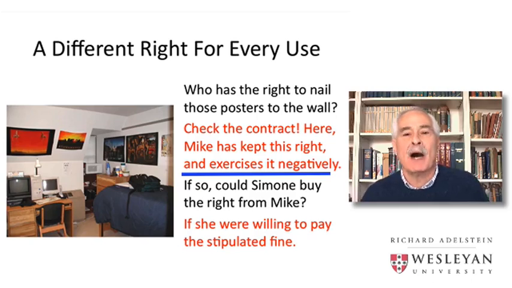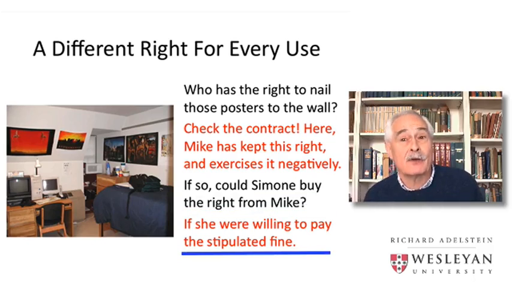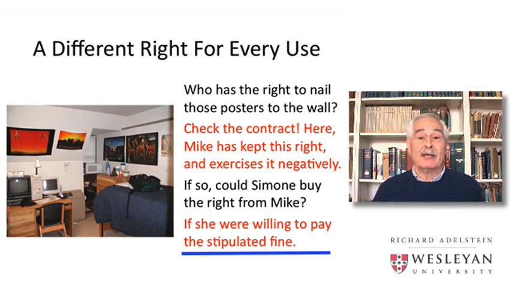So, for example, Mike retains the right not just to nail nails into the wall, he retains the right to use an old-fashioned hot plate, that is, to cook food in a room, and he chooses to exercise the right to use a hot plate negatively by forbidding Simone or anyone else within his power from using a hot plate in the room. Could Simone use a hot plate? Could she nail posters to the wall? Obviously she could. But if she did, she'd have to pay Mike the cost of transferring that right from Mike to Simone, that is, encapsulated in the stipulated fine.